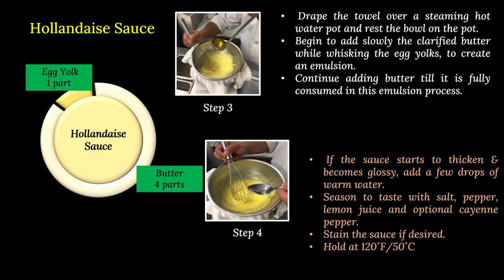Once it is ready, hold the sauce, as mentioned before, at 120 degrees Fahrenheit or 50 degrees Celsius, that's the temperature range. And how long can we store it? Maximum 4 hours. After 4 hours, we are going to discard the sauce. Remember that.